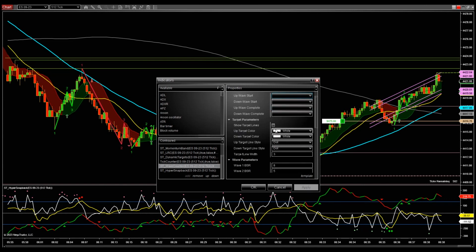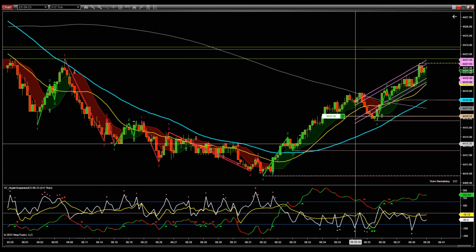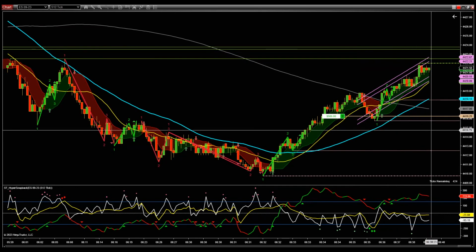So it's pretty simple. Get the system, get the wave counter. We'll keep you in the money. Well, this is actually a really nice trade. We'll help you with it.